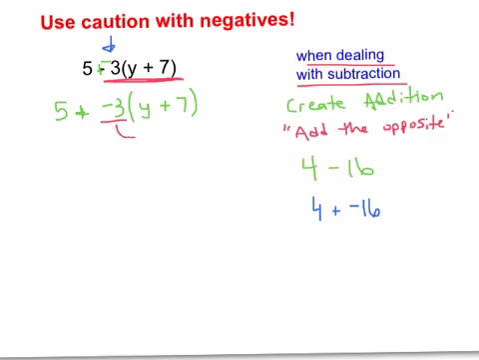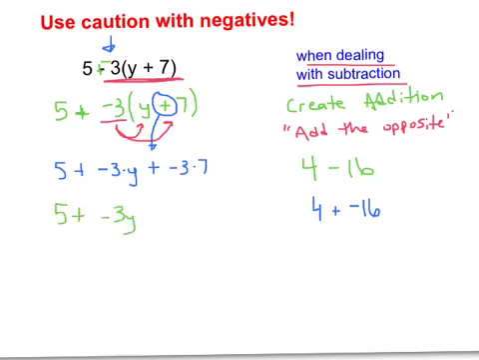So we take this negative 3 and multiply it by y, multiply it by 7, and when I do that, I get 5 plus negative 3 times y plus negative 3 times 7, because that's how I use my distributive property. Remember, I multiply by each term and keep the operation, which is here. And so when I simplify what I can, I get 5 plus negative 3y plus negative 21.